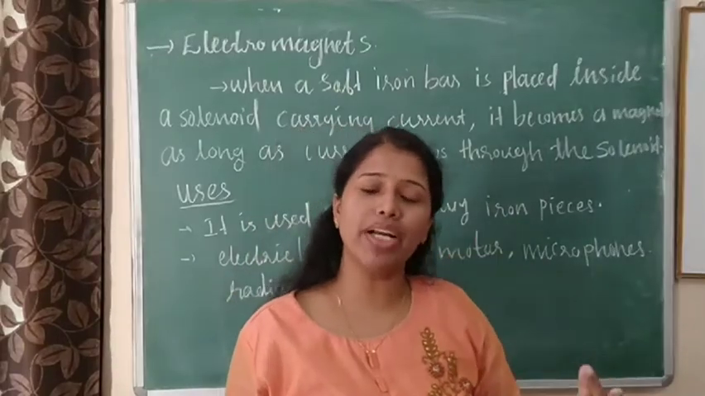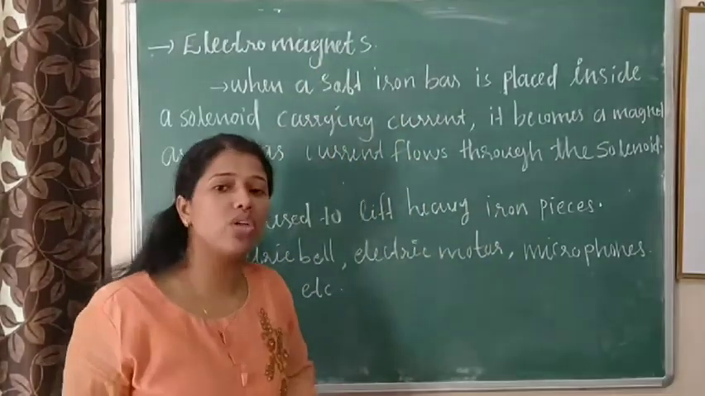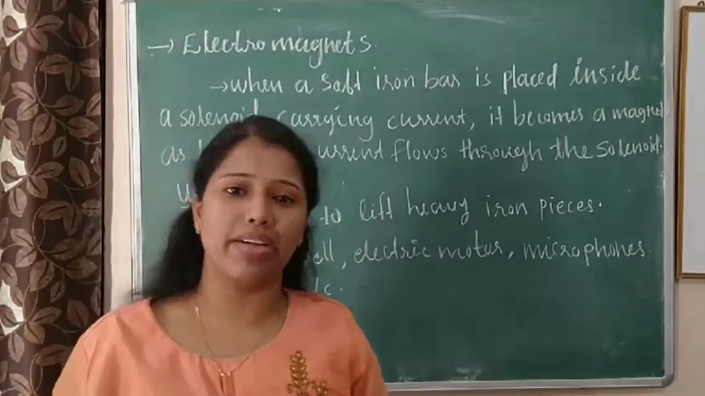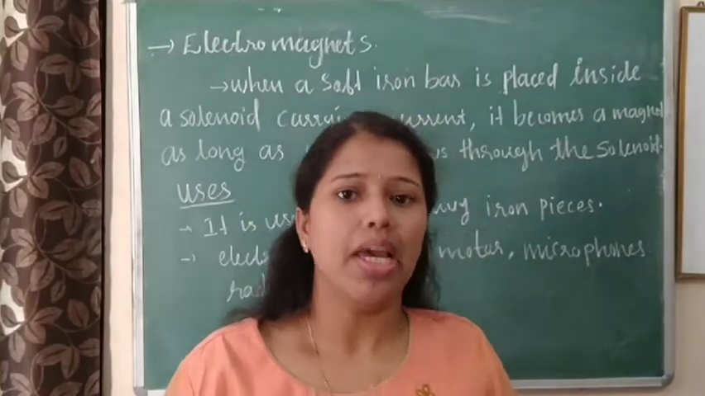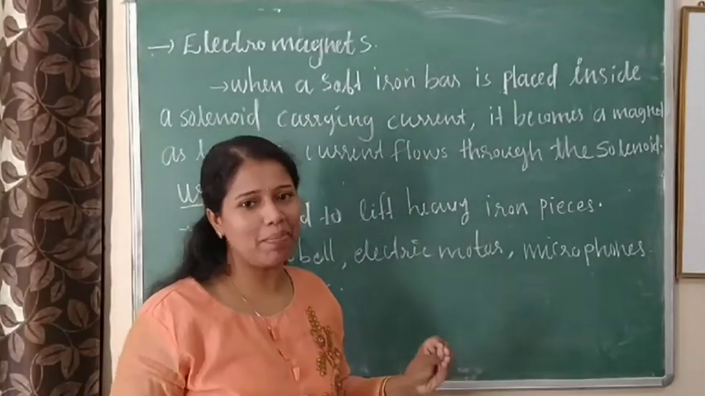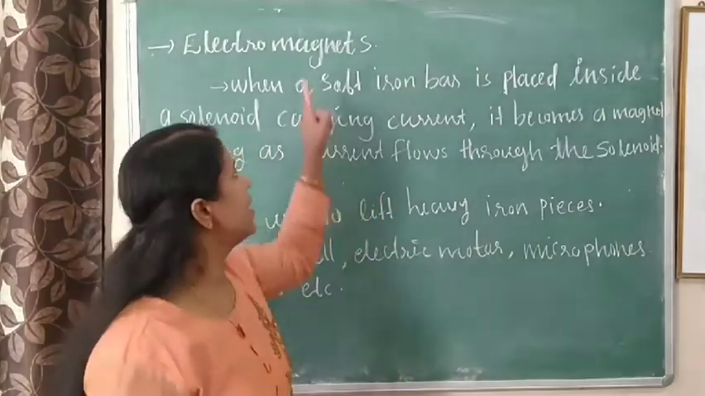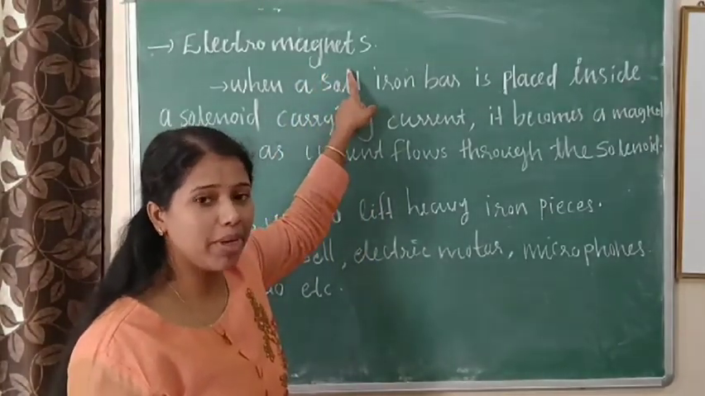Then when the key is open, it is not a magnet. Actually, an electromagnet is also known as a temporary magnet. It is not a permanent magnet. A bar magnet is an example of a permanent magnet. Electromagnet is a temporary magnet.